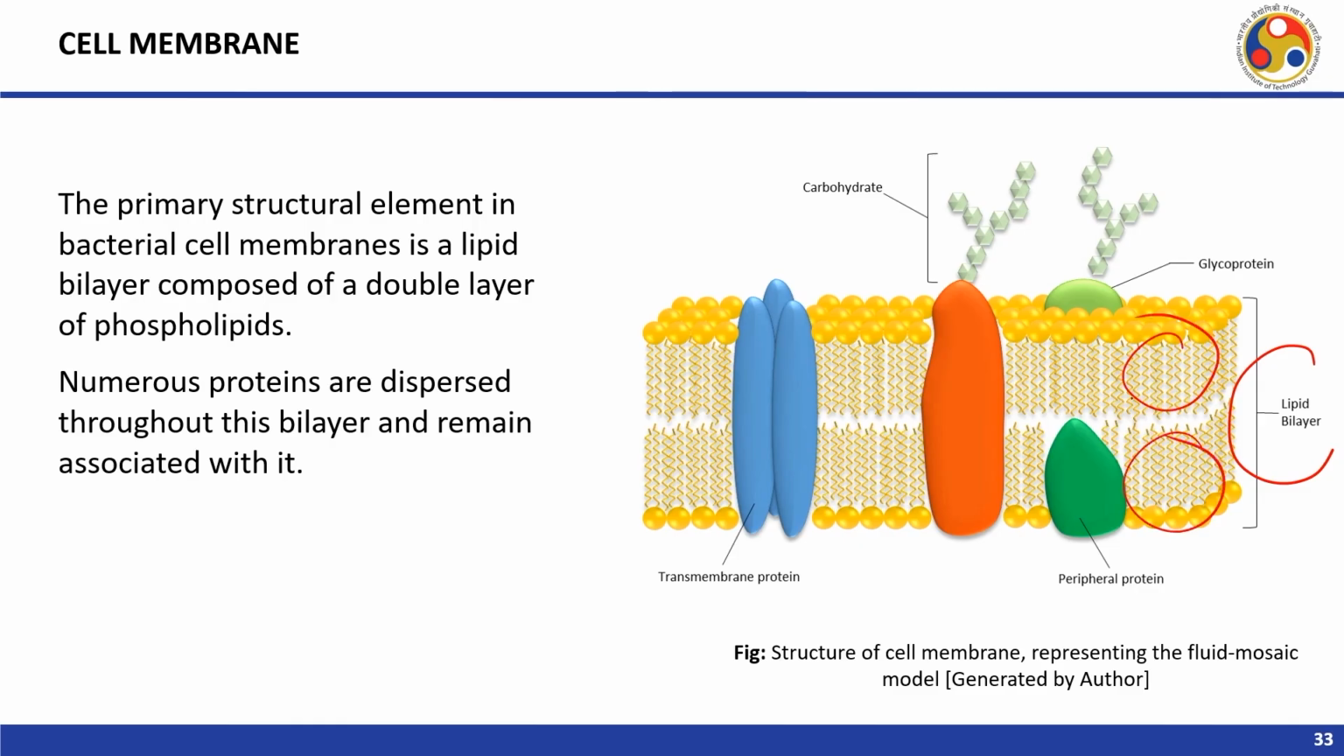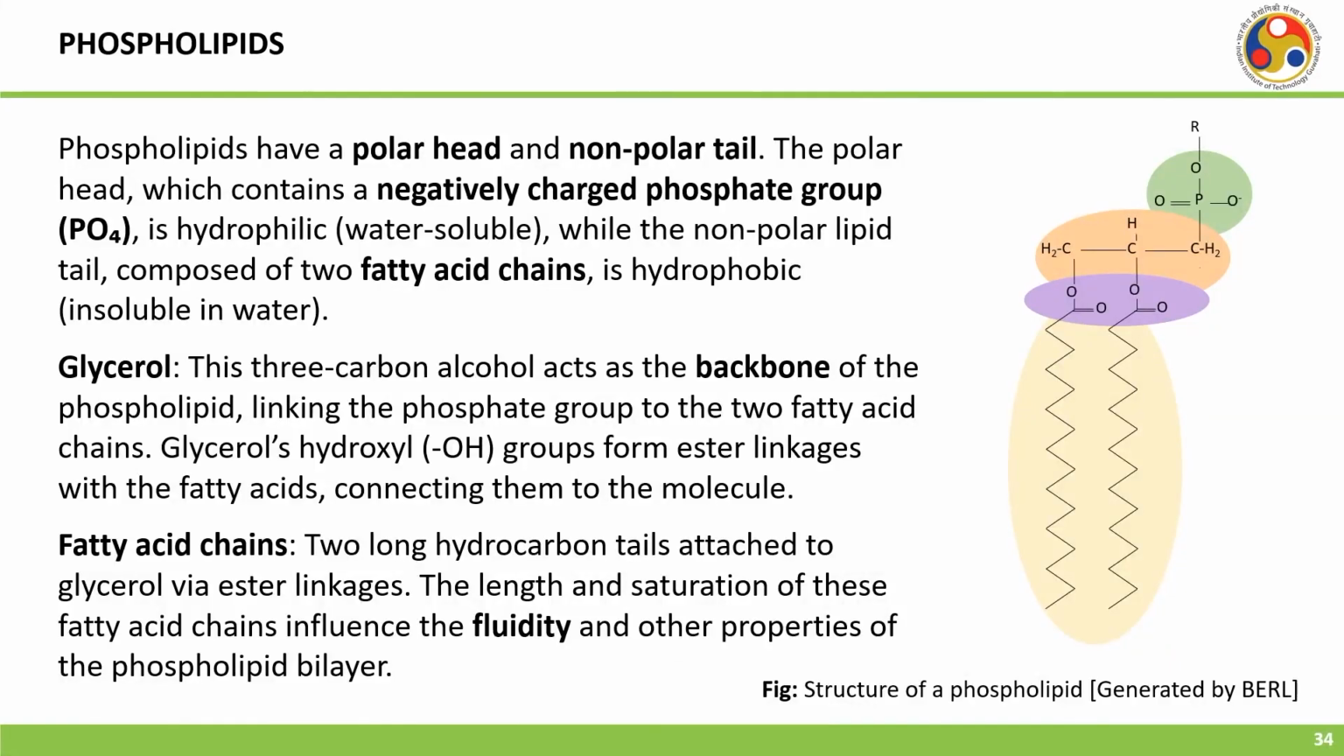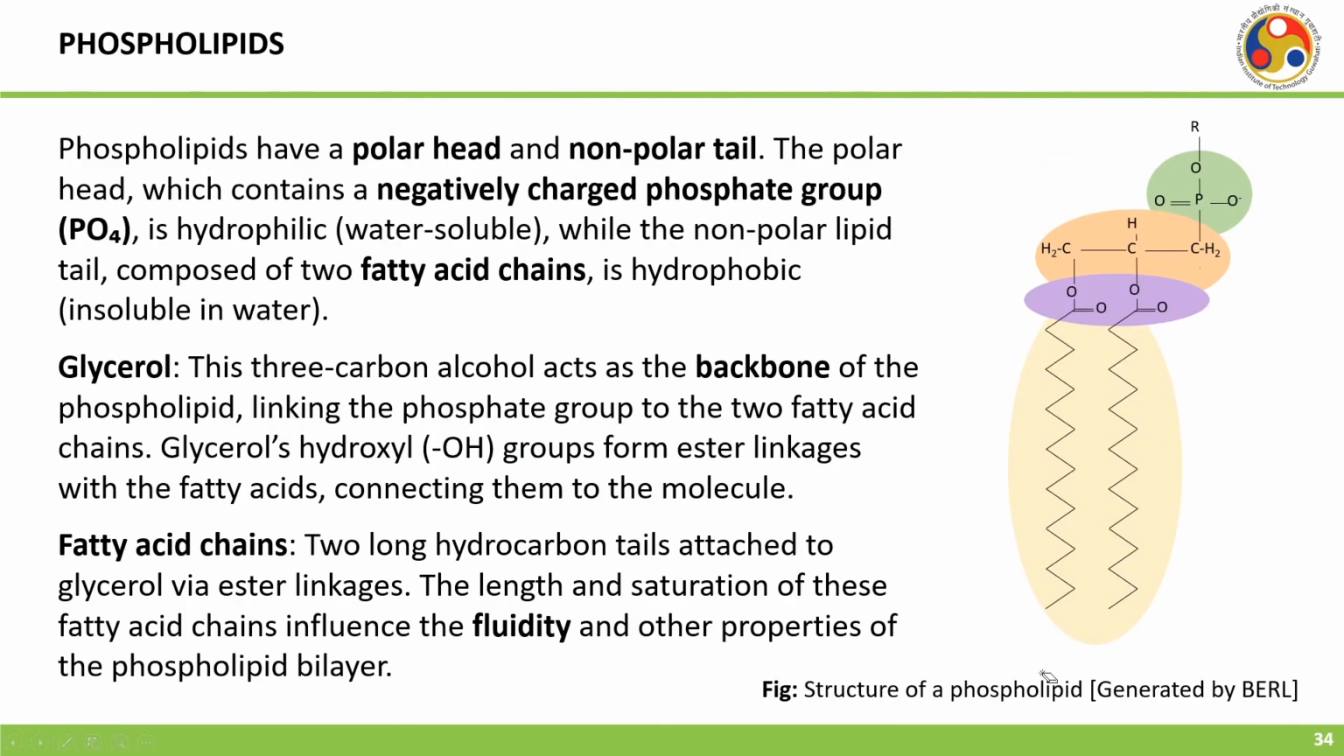This is one layer and this is the second layer, and numerous proteins are dispersed throughout these bilayers and remain associated with them. For example, the phospholipids have a polar head, which contains a negatively charged phosphate group and is hydrophilic, and a nonpolar tail. The nonpolar lipid tail, composed of two fatty acid chains, is hydrophobic. It is insoluble in water.